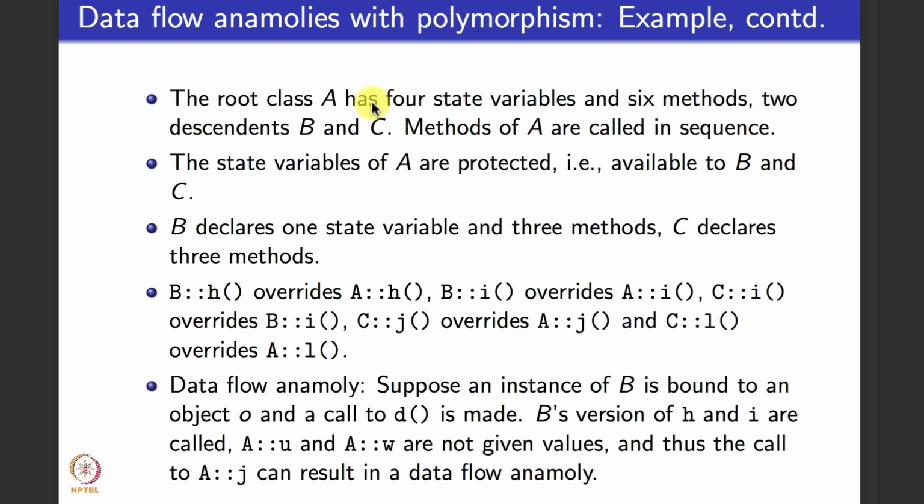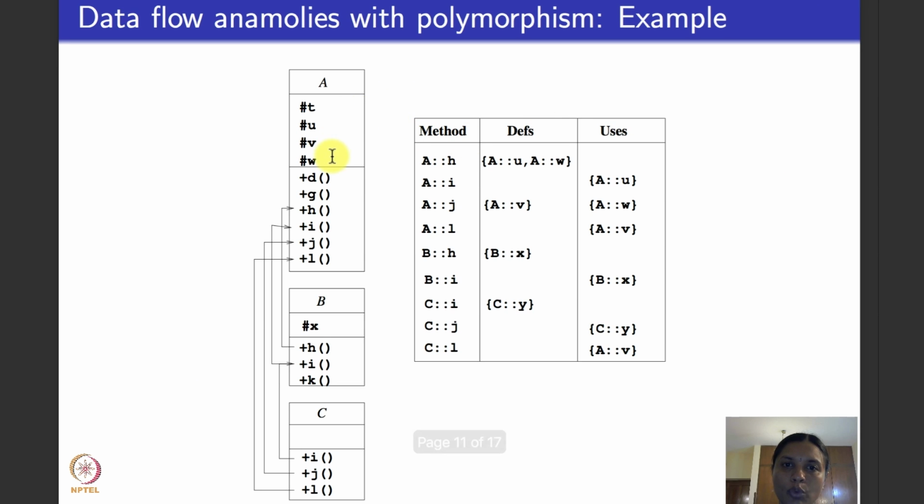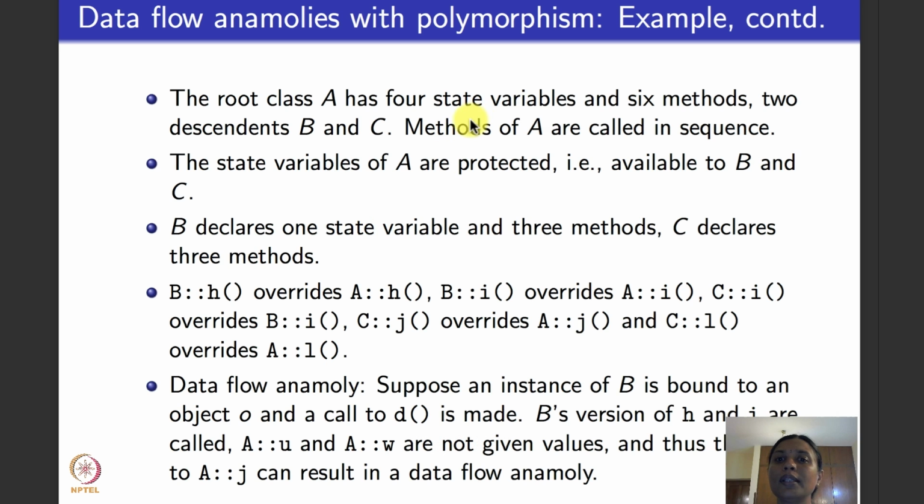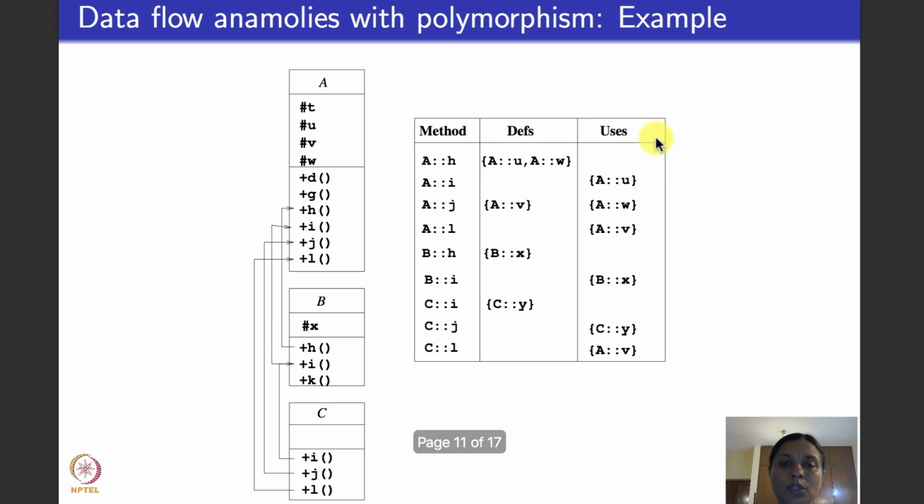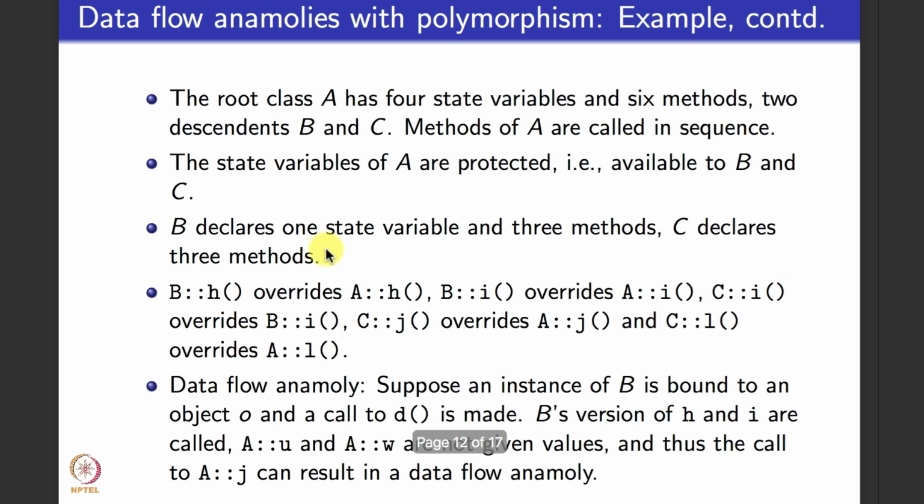The root class A has 4 state variables, 6 methods. We saw that, right? 4 state variables, 6 methods. It also has 2 descendant classes B and C, as I told you. Methods of A are called in sequence, which means what? You assume that there is some piece of code in A where method D calls method G, which in turn calls method H, which in turn calls method I, which in turn calls method J, and J in turn calls method L. That's what I have written here.